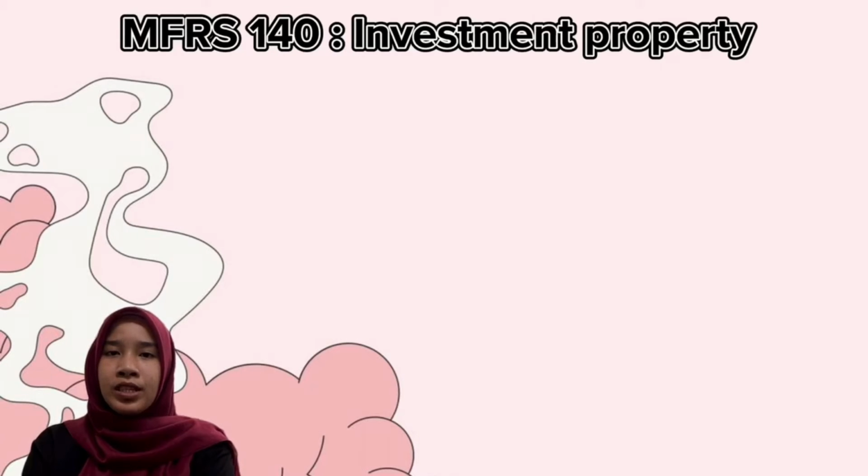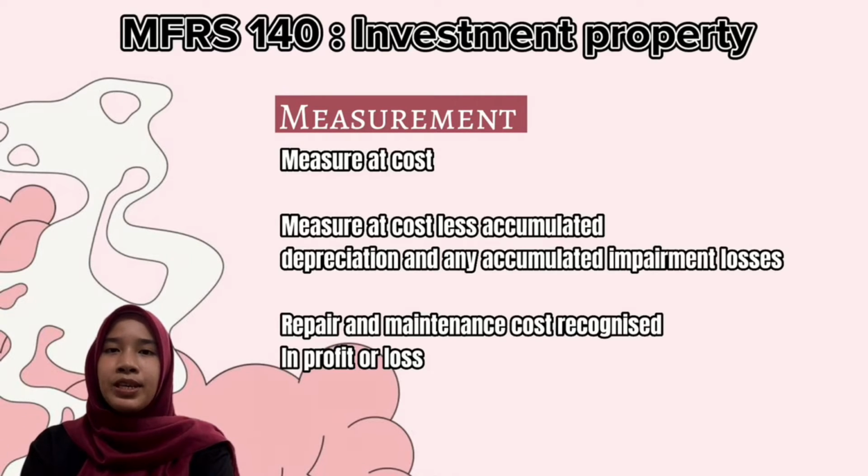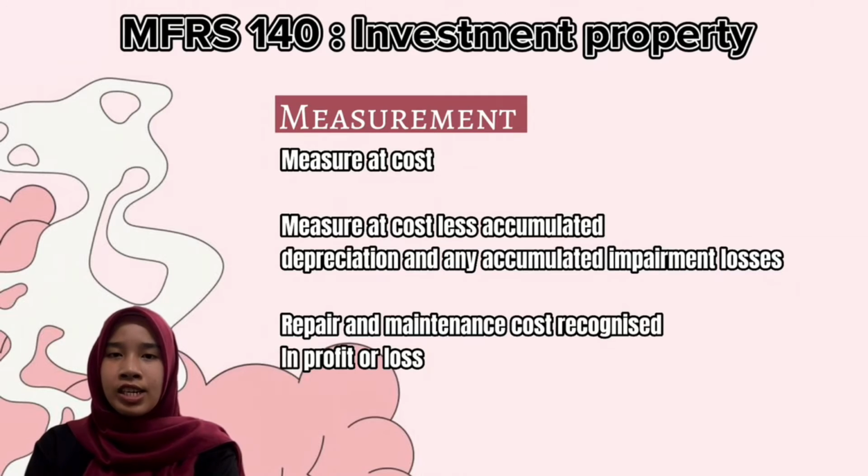First, for the Boston Heavy Industry Corporation Berhad, investment property is initially measured at cost, including transaction costs. Subsequent to the initial recognition, investment property is measured at cost less accumulated depreciation and any accumulated impairment losses. All other repair and maintenance costs are recognized in profit or loss as incurred.